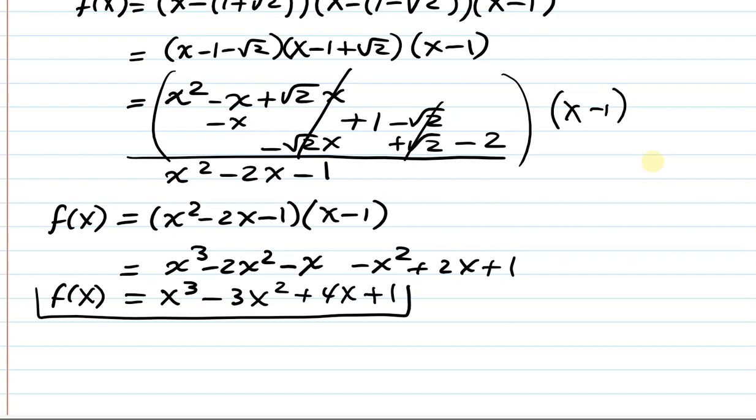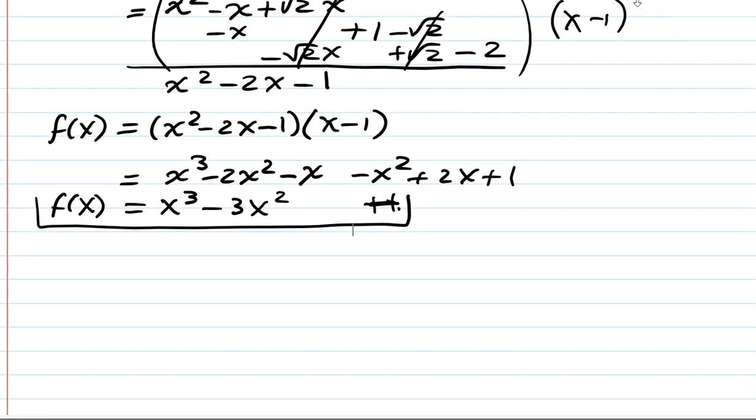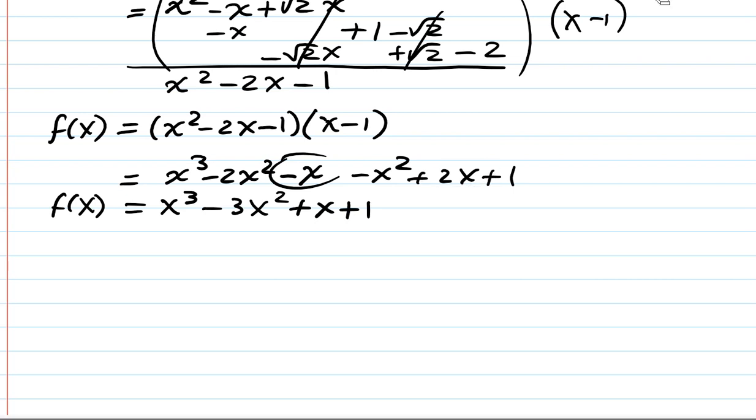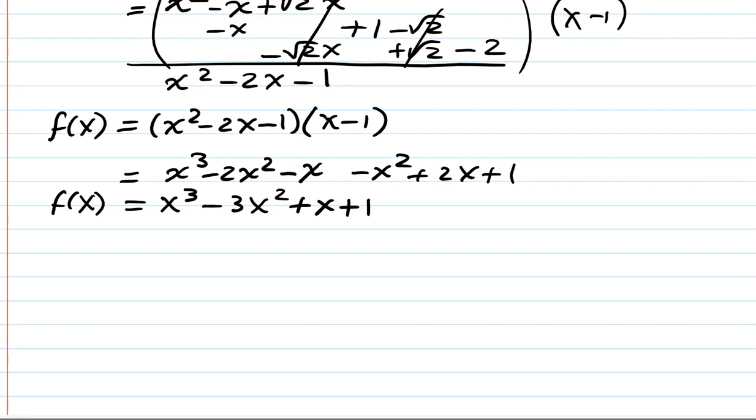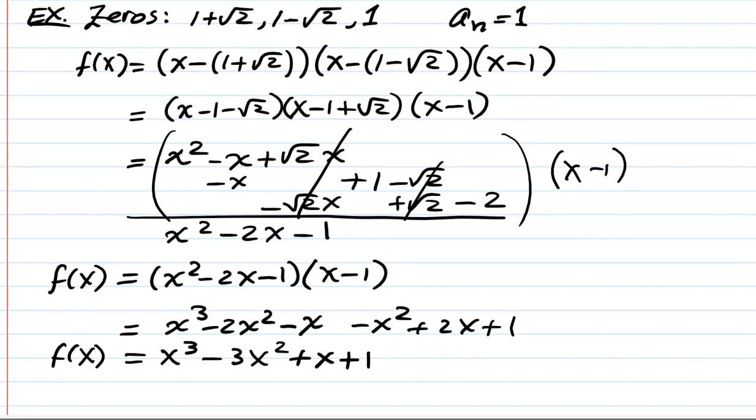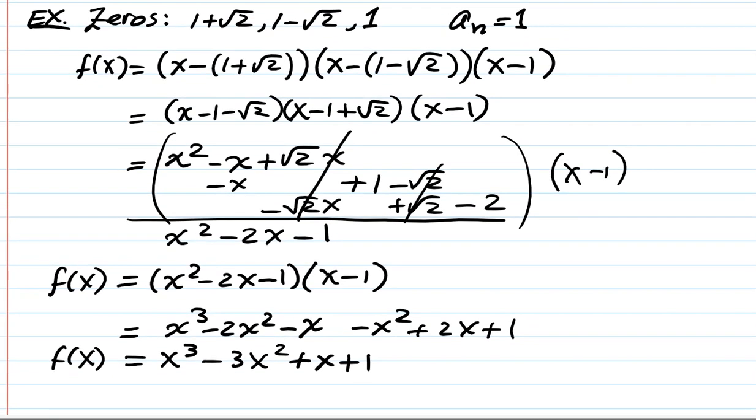X cubed, negative 3x squared. This should be plus, hold on, my pen is acting up. Okay, got it. Plus x plus 1. Those are like terms. I just checked up here and everything looks good. There you go, that should be the correct answer. You could factor it, use the rational zero theorem, and make sure that this works. It should work. Okay, so got that one down.